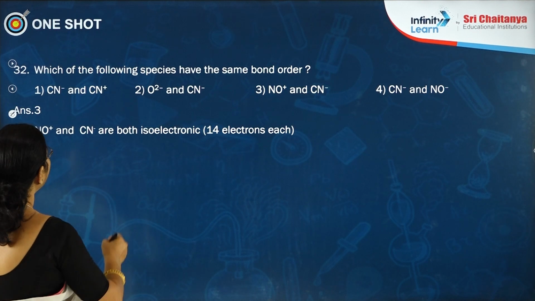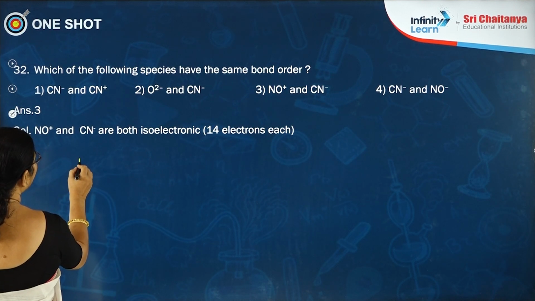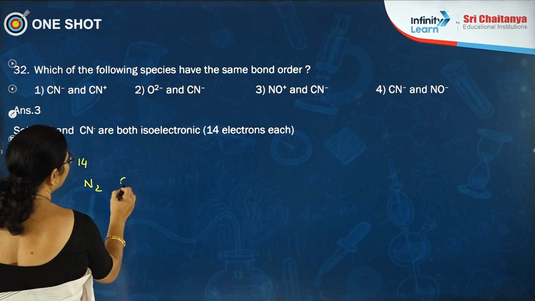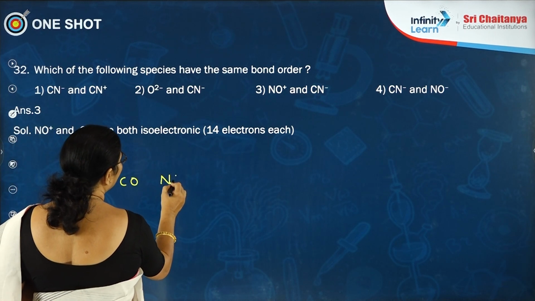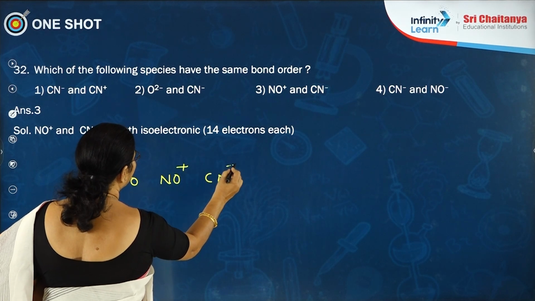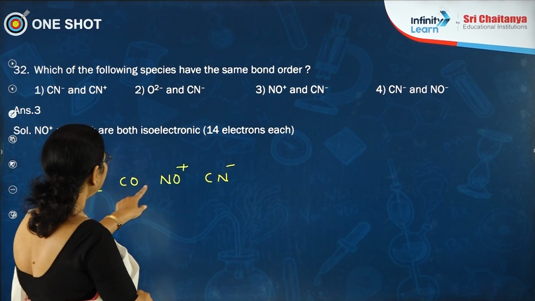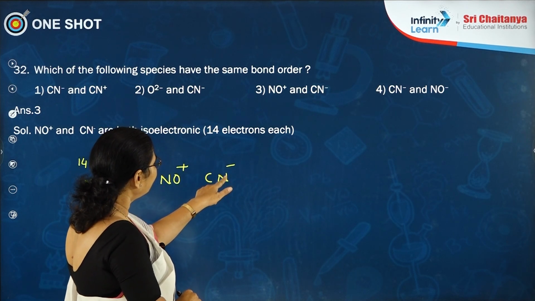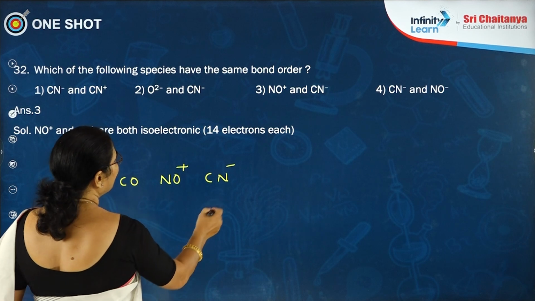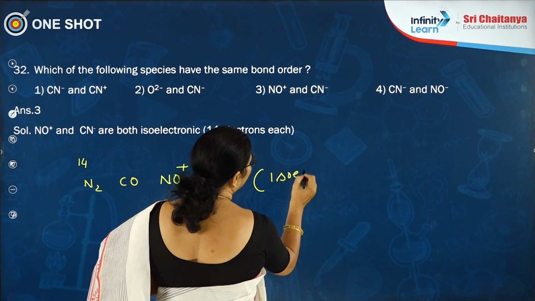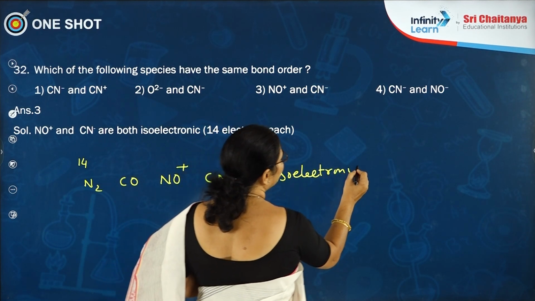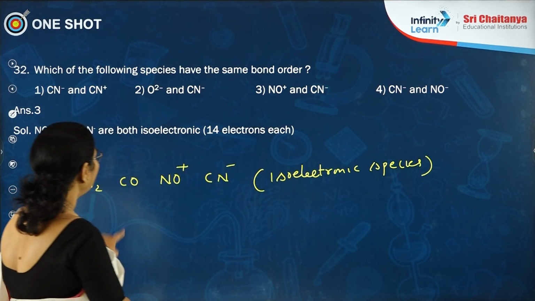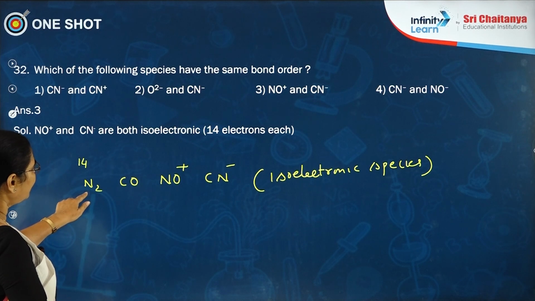Next, which of the following, for example. Whenever 14 electrons are given, 14 electrons means N2, CO, NO plus, CN minus. Look at this: 6 plus 8 is 14, 7 plus 8 is 15 minus 1 is 14, 6 plus 7 is 13 plus 1 is 14. All these are isoelectronic species. For all isoelectronic species, bond order is expected to be the same as that of nitrogen.